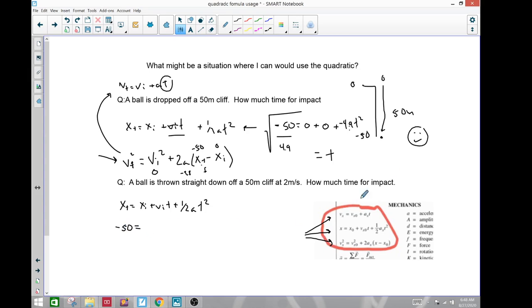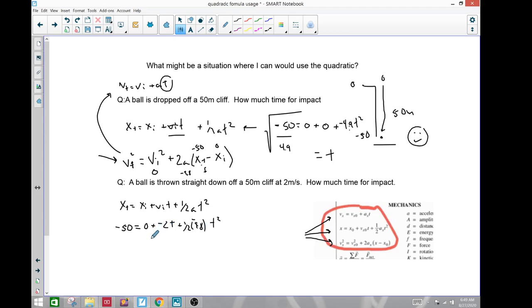Remember, when it hits the ground, its velocity is not 0. Okay, it's after it hits the ground, but the math doesn't know it hit the ground. So it wants to know just prior to impact. 0 plus vi is going down, so a -2t plus 1/2, and then the 9.8, and then of course we want that to be negative t squared. All right, so at this point, how do I solve for t?